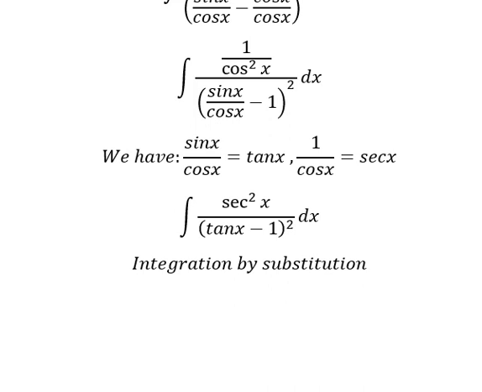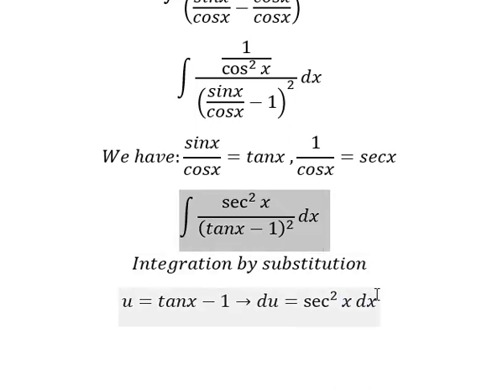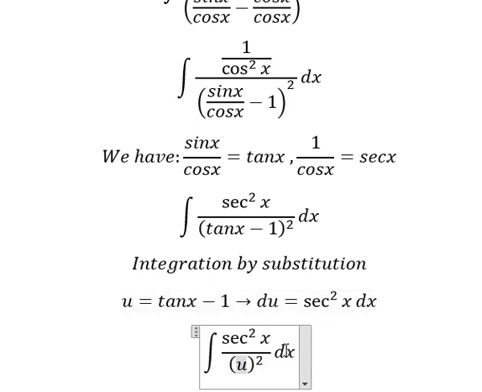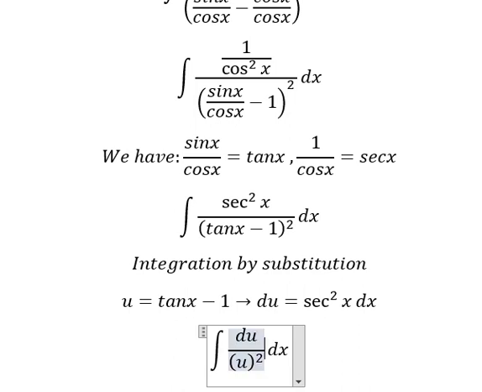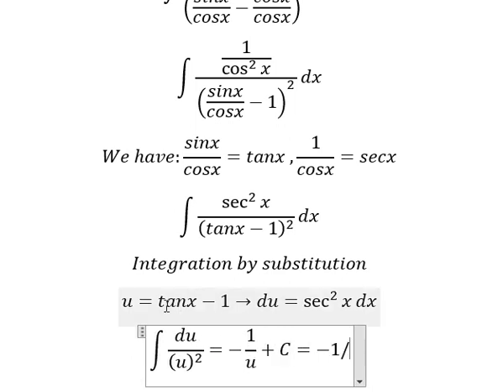So I will put u equals tan x minus number 1. Later we need to first take the derivative of both sides, and we have it like this. This one we change for u. Secant of x squared dx we change for du. And now we have the final answer in terms of u, that is this one.